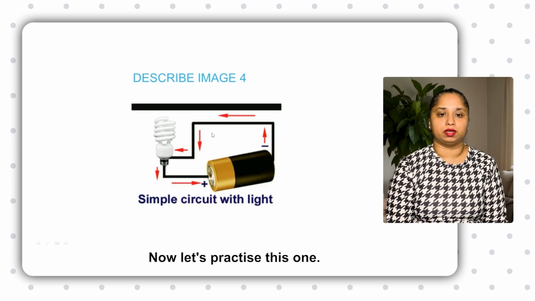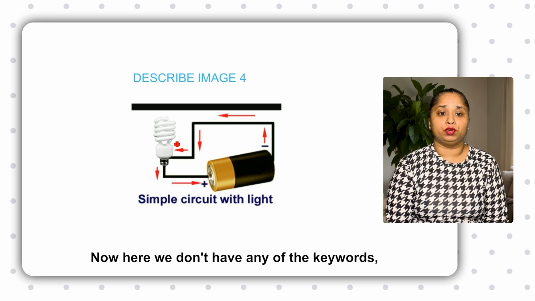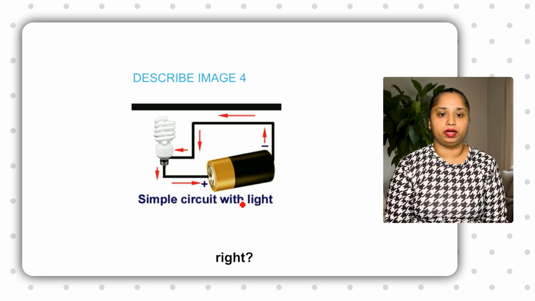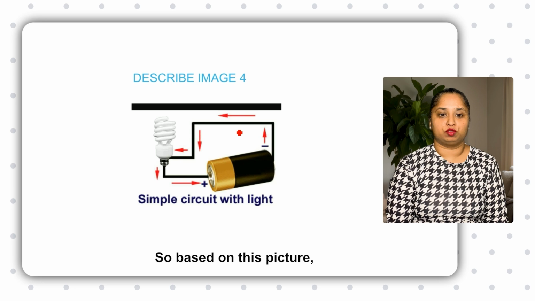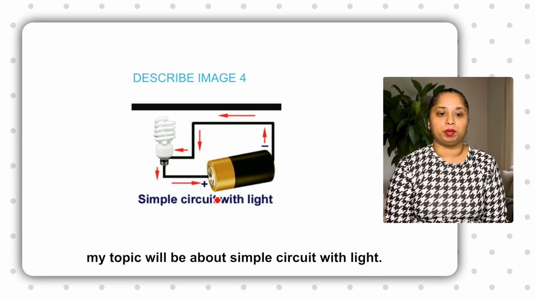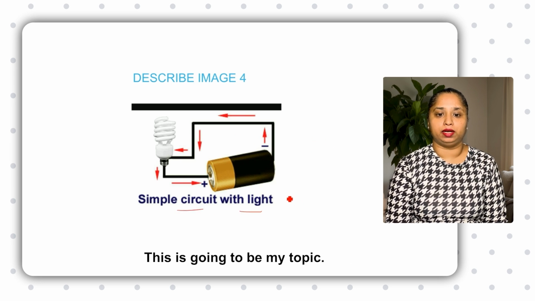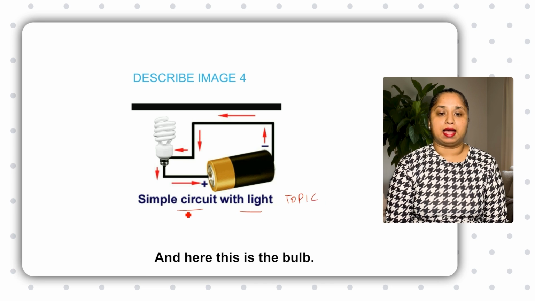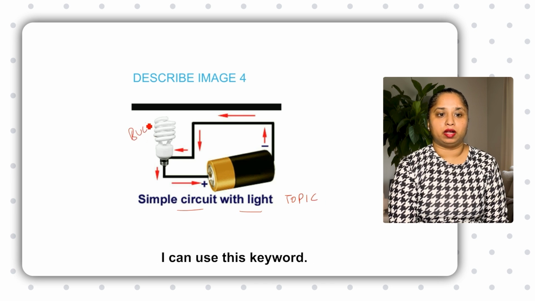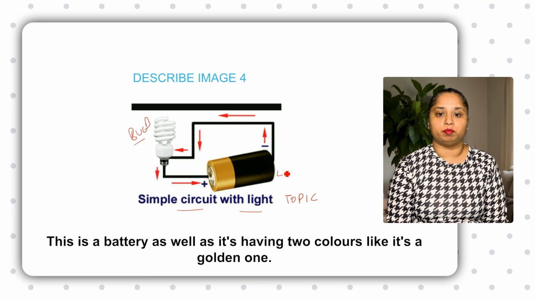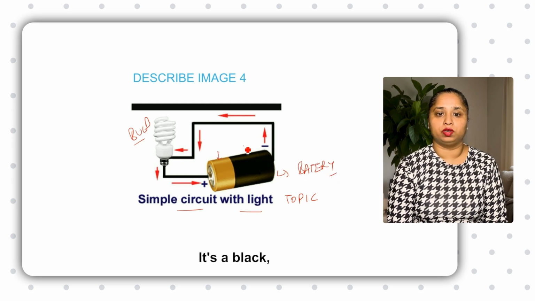Now, let's practice this one. Here, we don't have any keywords, right? Only the pictures are there. So, based on this picture, my topic will be about simple circuit with light. This is going to be my topic. And here, this is the bulb. I can use this keyword. This is a battery, and it has two colors, a golden one and a black one, and also we have red arrows.